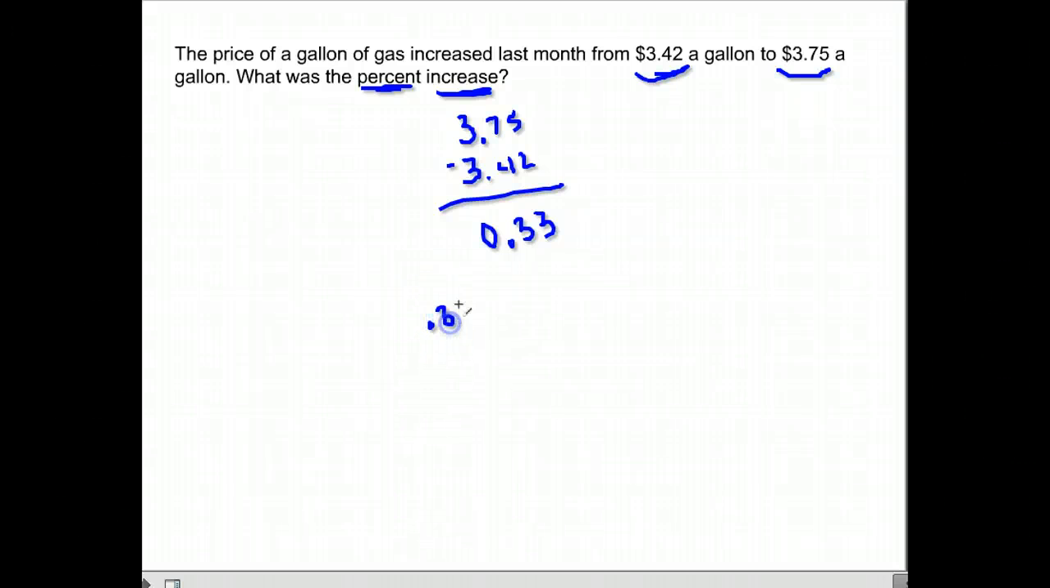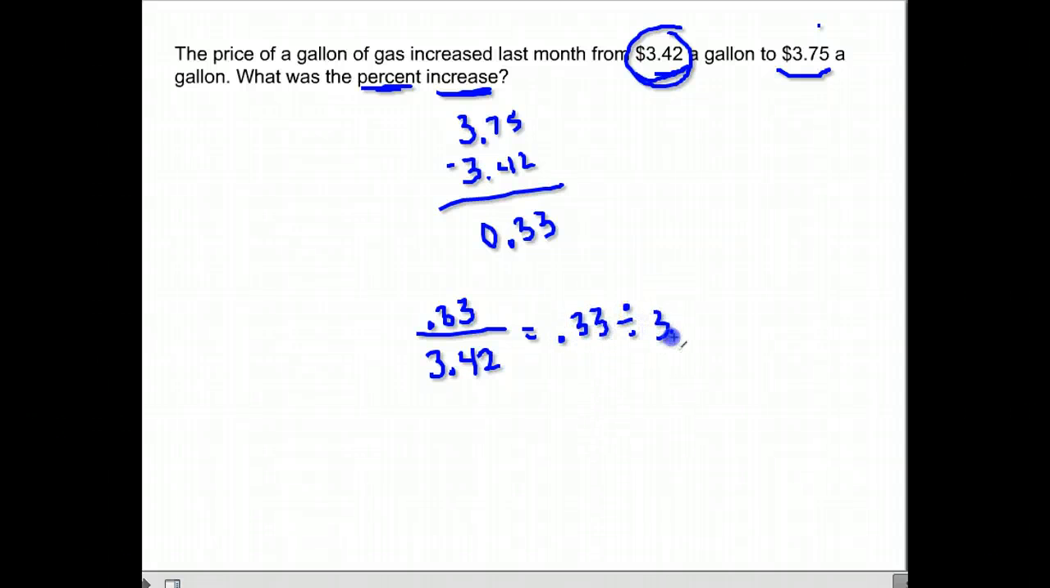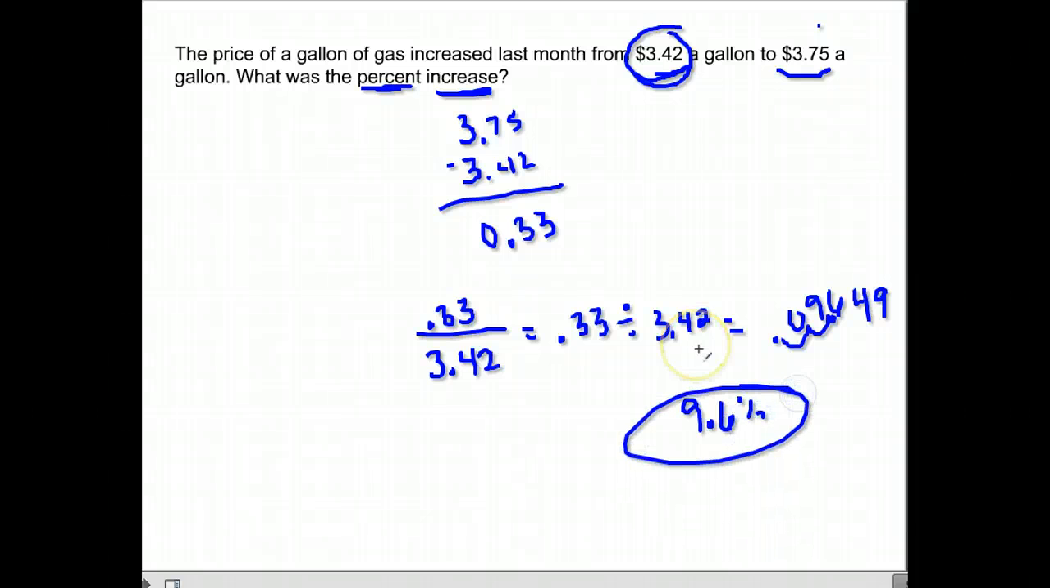What percent of increase is that? Well, we make our fraction. So we increased 33 cents out of the original. Make sure you put the original and not the new price. The original of $3.42. We want to divide that to get our decimal, so you take the top divided by the bottom. Which gives me 0.09649. And then we move the decimal 2 places to the right to change that to a percent. So it's about 9.6%, or 10% if you were asked to round to the nearest percent.